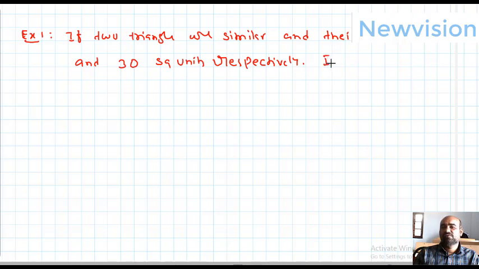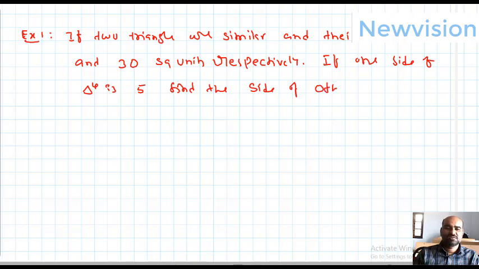Okay, if one side of the triangle is 5, find the side of the other triangle corresponding to this side. This side means this side, 5.